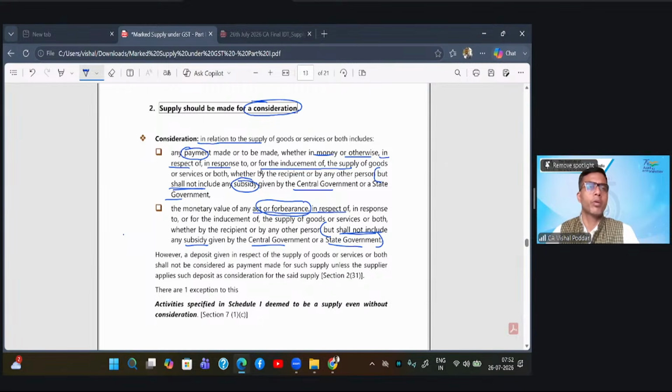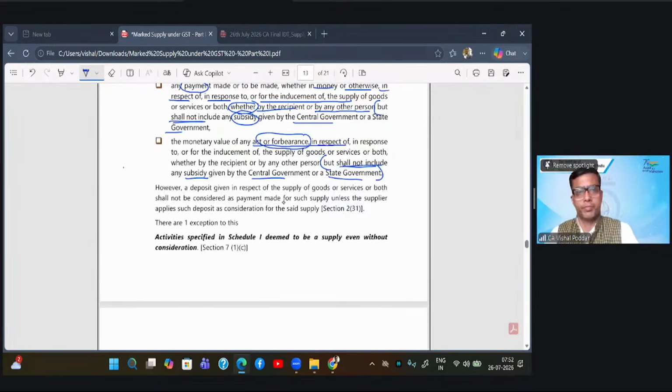Another important aspect about consideration is who pays the consideration. That is not important. So whether it is paid by the recipient or by any other person makes no difference. So I may or may not get the consideration from the person who is the recipient, but from a third party, still it will be treated as a consideration.